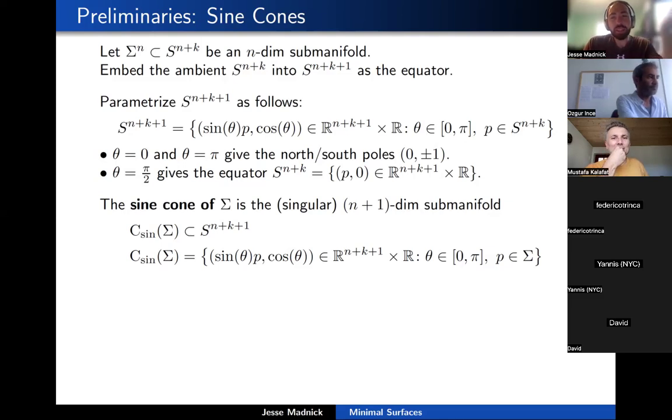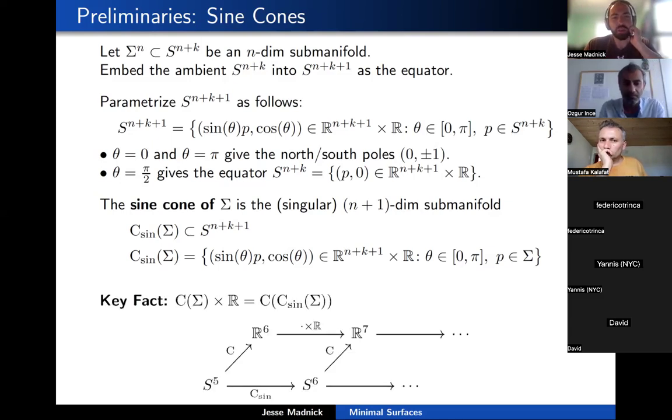So sigma was n-dimensional. Its sine cone is n plus 1 dimensional. So what this did was I took sigma, which lived in the equator, and I got a submanifold 1 dimension higher in the sphere. Okay, so this is actually a very canonical construction, and it shows up a lot for the following reason.